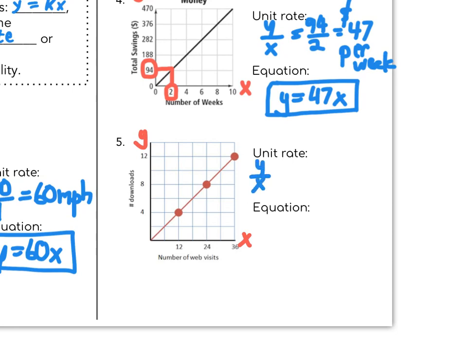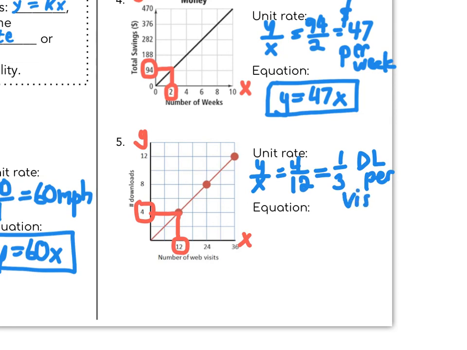And they give us 3 dots. So I'll just use the smaller numbers because it's easier to work with small numbers. We have 12 here. If you go straight up, that's my x. And you go across, there's your y. So it's not 12 over 4, which a lot of kids will want to do because 12 is bigger. It's going to be 4 over 12, okay? And some kids will try to put that in their calculator and they'll see that it's a repeating number. You can just leave it as a fraction. So I'm going to simplify it though, 1/3. Okay, and then it's downloads per visit. So I'll just put DL per visit. Okay, so that's my unit rate. 1/3 of a download per web visit.